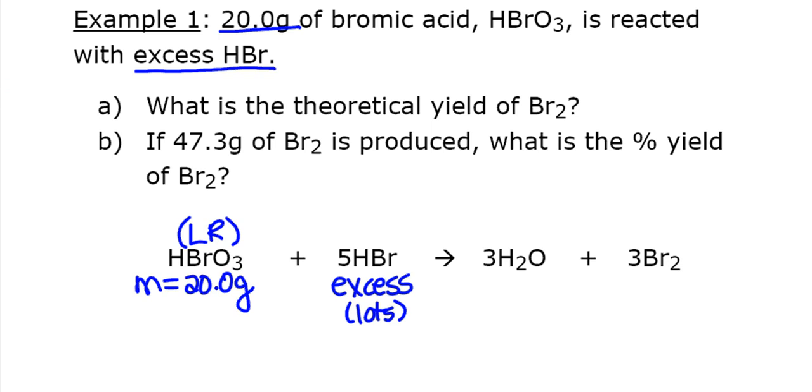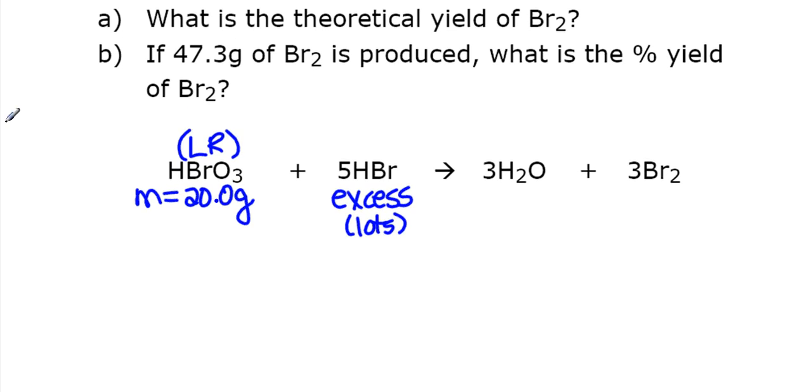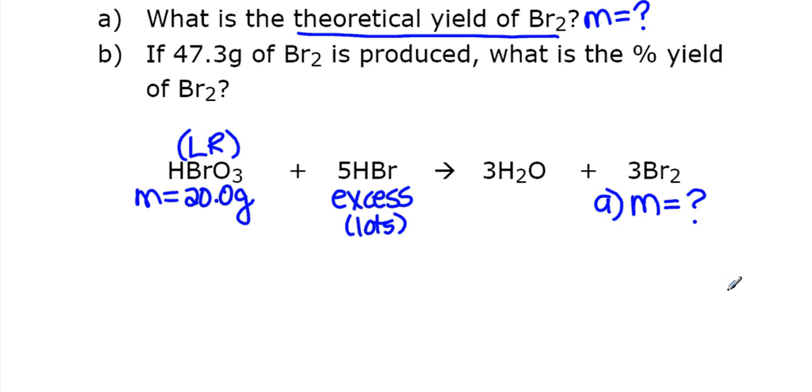Okay, now let's look at part A and part B. So part A asks for the theoretical yield of bromine. What it really says is, well, if I did this calculation on paper, what would the mass of bromine be? So for part A, we want to find out that mass of bromine.